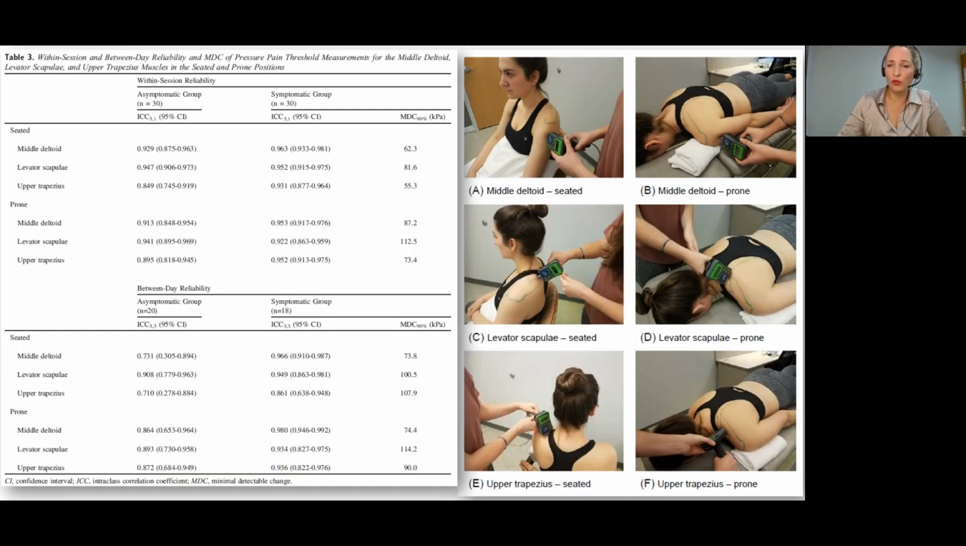What they also tested, by the way, within a few days, and they found really between a good and excellent repeatability. The excellent repeatability was mostly in the symptomatic group, and in the asymptomatic group, there was between good and excellent repeatability. So this is another study showing that the AlgoMed has great repeatability. By the way, you can see that they are holding the AlgoMed with two hands, like I'm recommending you to do so.